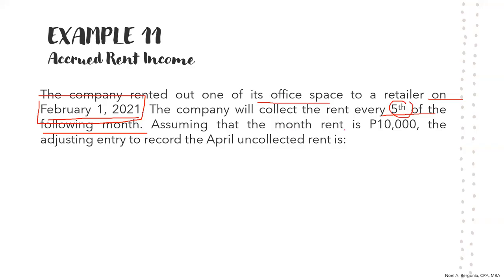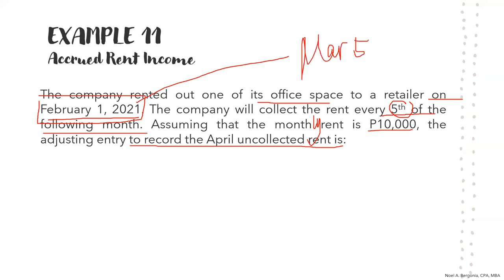Now assuming the monthly rent is 10,000. The adjusting entry to record the April uncollected rent. So yung February, kailan nabayaran yung renta kung hindi binayaran in advance? It was to be paid on March 5, di ba? Ngayon yung para sa buwan ng March, kailan babayaran? The fifth of the following month, which is April 5.